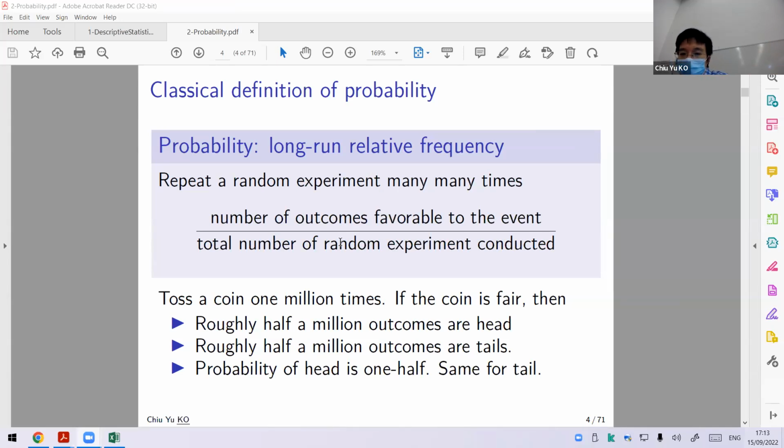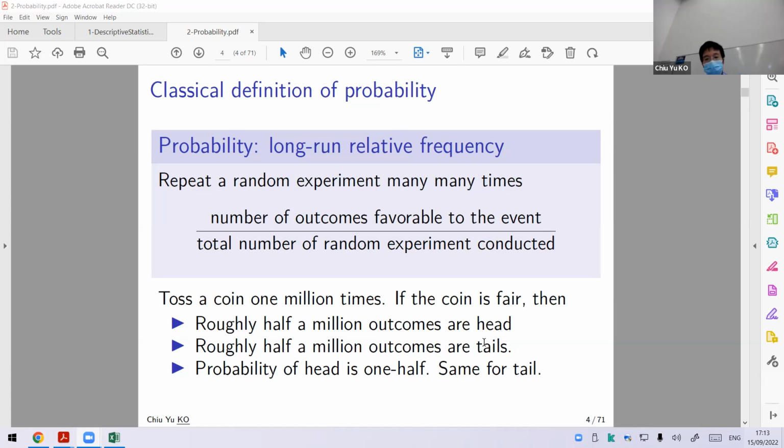By this definition, it's actually very natural and comes from the real world. We know this number is going to be stable. If we toss a fair coin a million times, around 500,000 are heads and 500,000 are tails. So that's why we say the probability you get a head is 1/2, and the probability you get a tail is 1/2. That would be the idea of probability.